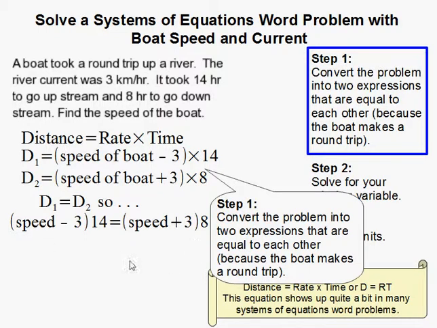Now, to make it a little bit more compact, I just said speed instead of speed of boat. That's all I did here. And I got rid of the multiplication symbols.